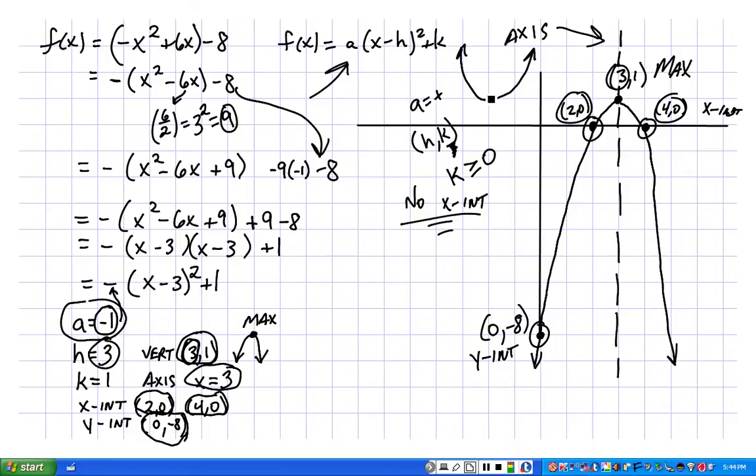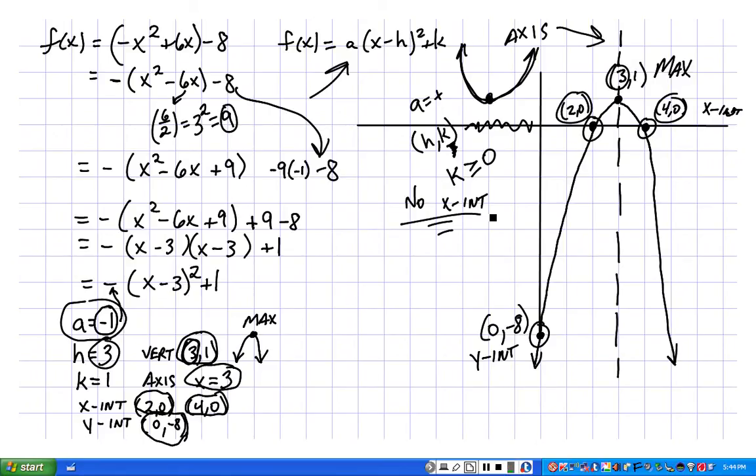And if you look, you'll see why. If this is my vertex and my parabola is going up, these will never cross the x-axis. They're going up and away from the x-axis. That's why you will not have an x-intercept. You will always have a y-intercept, but you won't have an x-intercept.